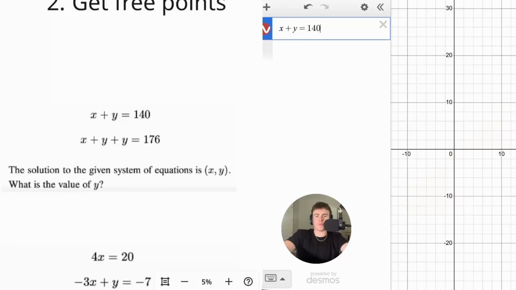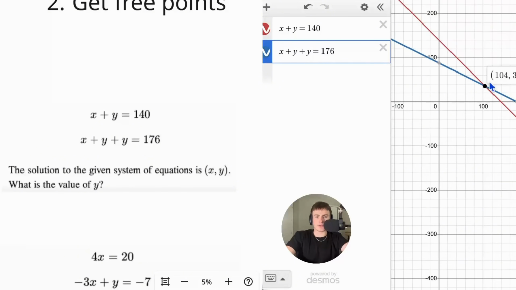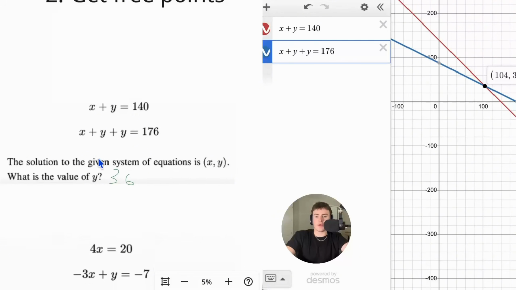X plus y is 140. And then x plus y equals 176. Nothing fancy. It intersects here, so the value of y is 36. That's it. It took me 5 seconds. So the value of y is 36. That's your answer. There we go. No effort whatsoever. Next one.